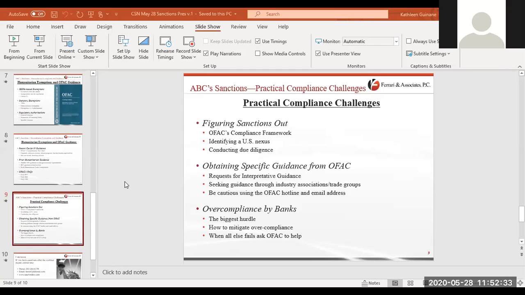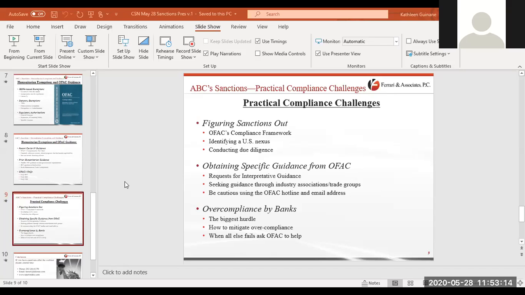I would note, and maybe some folks still on the webinar already know this, that there is a hotline and an email address where you can get advice from OFAC. I would caution relying on that, and this is not to disparage anybody manning that hotline or email address, but I have seen guidance provided through those means that was later said to be incorrect by OFAC itself. OFAC has actually noted that certain advice provided by email was not entirely accurate.